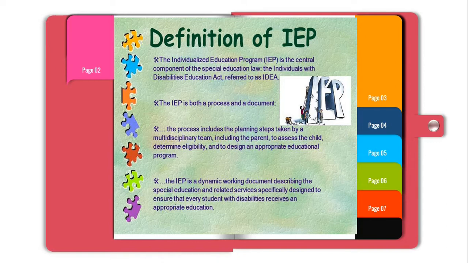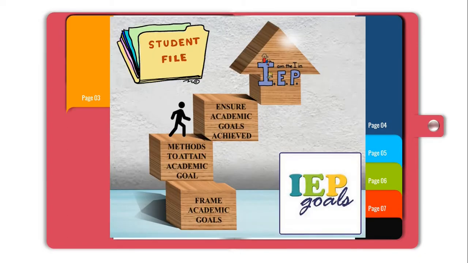The IEP is a dynamic working document describing the special education and related services, specially designed to ensure that every student with disabilities receives an appropriate education. So, IEP is all about providing facilities for appropriate education for special needs students. The multidisciplinary team includes parents, school authorities, professionals, psychologists, doctors, etc. The main goal of IEP development is the overall development of an individual having disabilities or suffering from some type of academic problems.